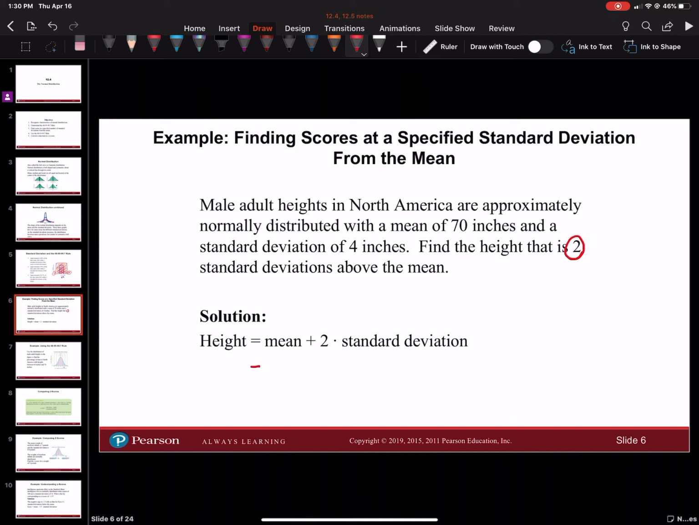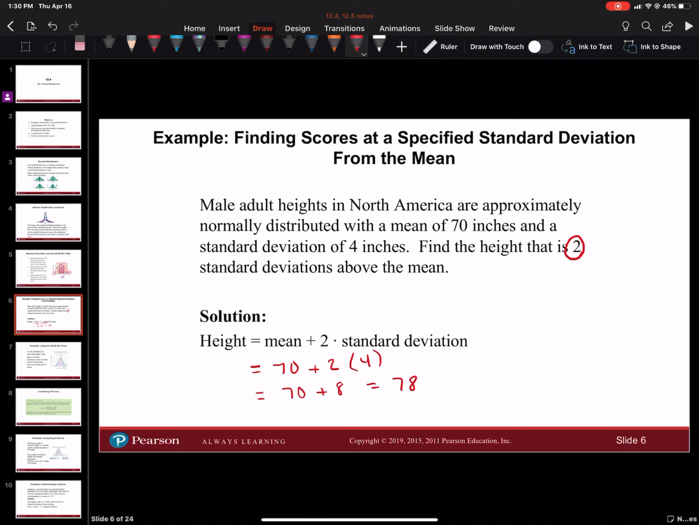So this will just equal the mean, which is 70, plus 2 times our standard deviation, which is 4. So 2 standard deviations from the mean would be 70 plus 8. So this would just equal 78. So 2 standard deviations from the mean would just be 78. Or you can look at it as you're just adding 4 for each standard deviation.